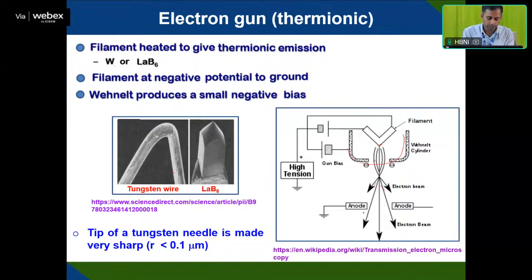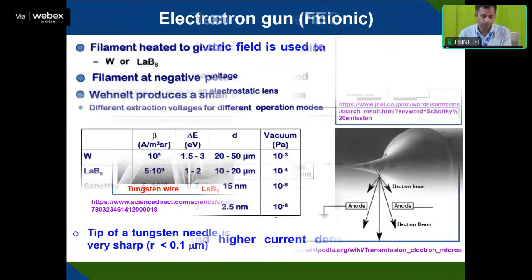So if it's tungsten, it is a wire type thing, or in the case of LaB6, you can see a tip type of structure. The tip of the tungsten needle is made very sharp, with a radius less than 0.1 micron. If it is very sharp, then you are able to easily resolve the images very well, and you can obtain a very good pictorial image of your samples.